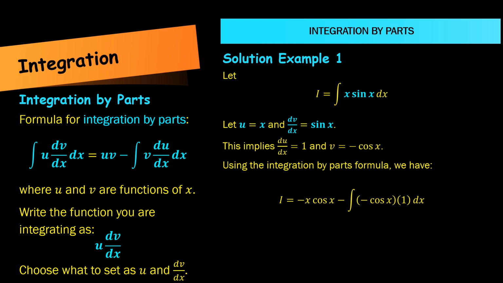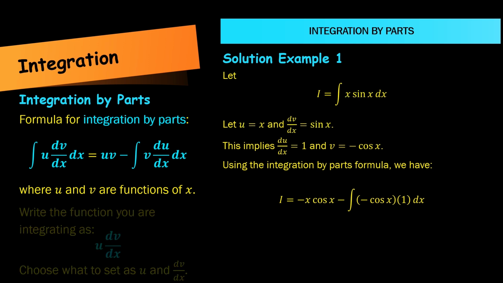Now let's apply the integration by parts formula. So let's plug in the various values. So we have u equals x here, v equals minus cos x here, minus the integral of v, which is minus cos x, times du/dx, which is equal to 1. And we're integrating this expression with respect to x.